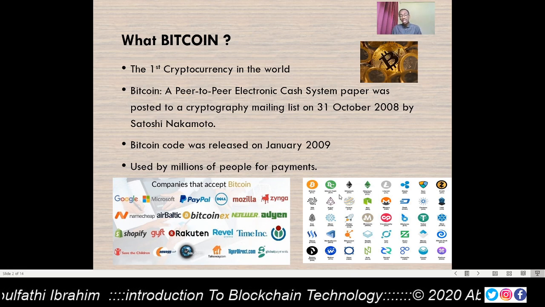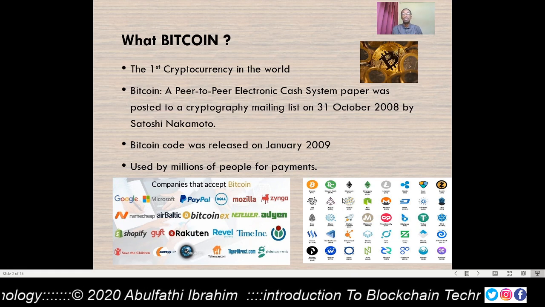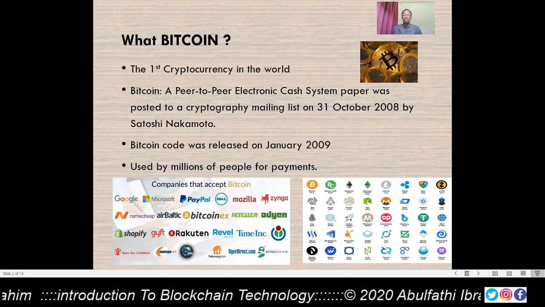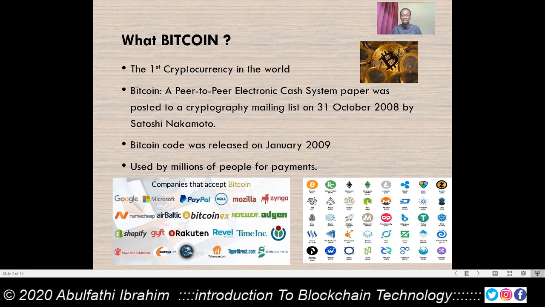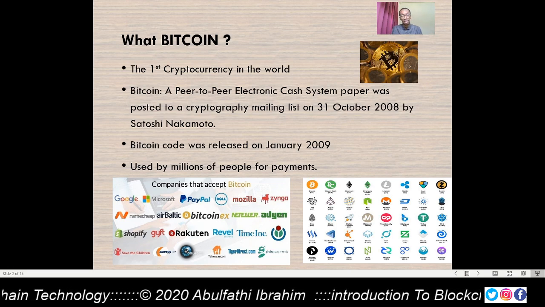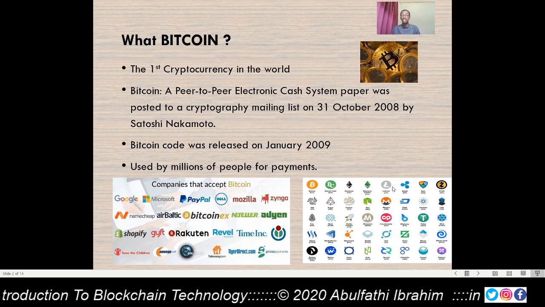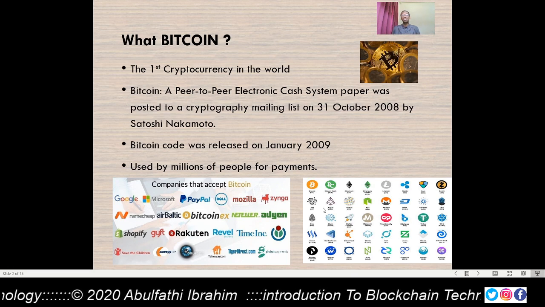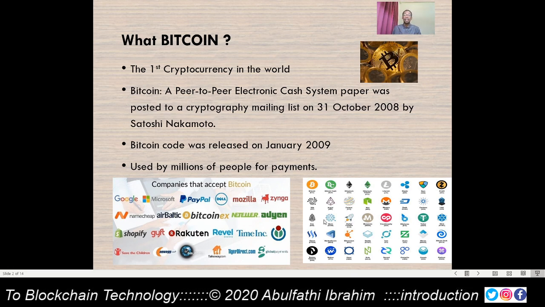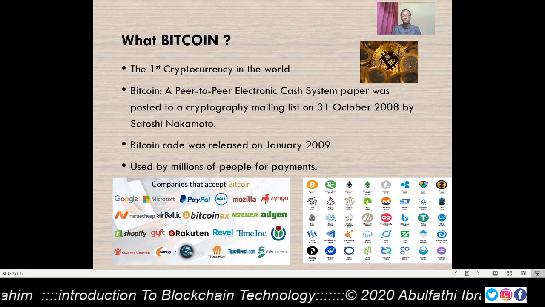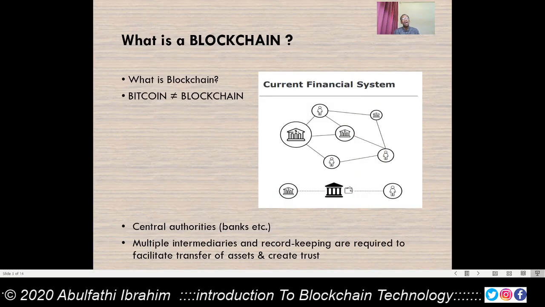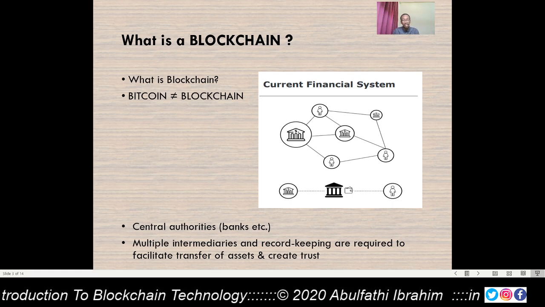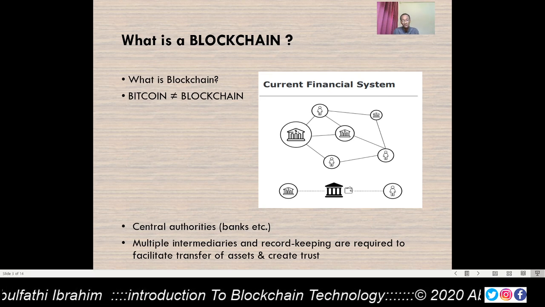So cryptocurrency is the general name. Under cryptocurrency, we have different types of currencies. For example, the first cryptocurrency in the world is Bitcoin. After that, we have many others. We have Litecoin, Ethereum, Cardano, ADA. Those are the types of cryptocurrencies that we have. And now we know that Bitcoin is not blockchain, and blockchain is the underlying technology for Bitcoin.